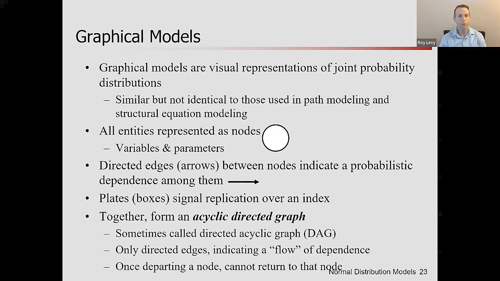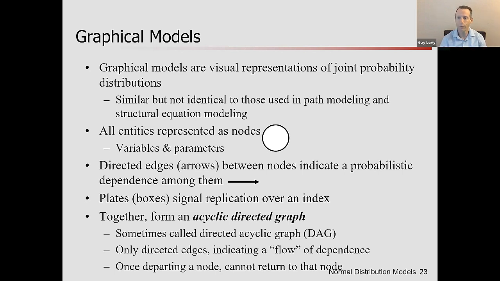Well, what do I mean by graphical models for Bayesian analyses? A graphical model is a visual representation of a joint probability distribution. They can be similar, but they are not the same as the things you might learn about as path diagrams in things like path analysis and structural equation modeling. In a graphical model, all entities are represented as nodes in a graph. That could be a circle. As you'll see later, I'm going to use circles and rectangles. Variables and parameters will be represented as nodes.